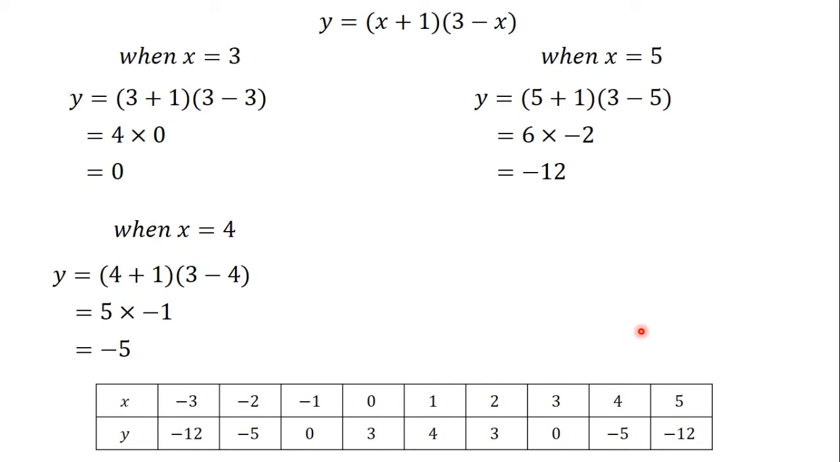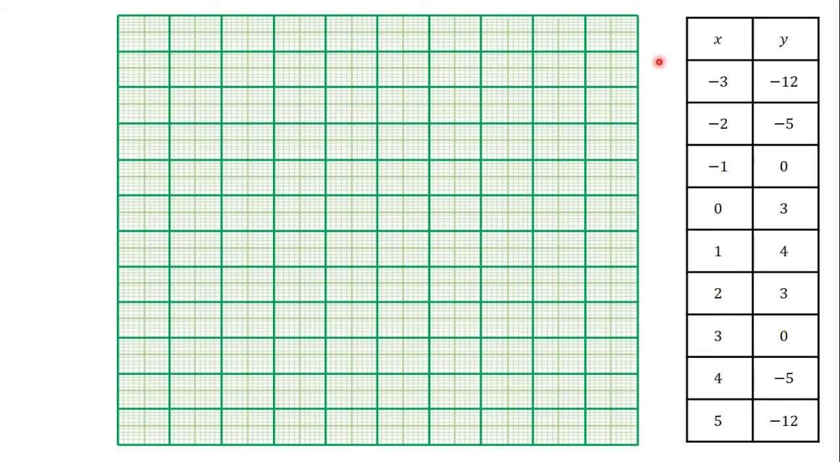So we have completed the table for the relation y is equal to x plus 1 times 3 minus x. The next part of the question says that we should draw the graph of this relation on a graph sheet using a scale of 2 centimeters to 1 unit on the x-axis and 2 centimeters to 2 units on the y-axis. Let's do that. So this is our graph sheet, and these are the set of x and y values that we are going to plot on this graph sheet.